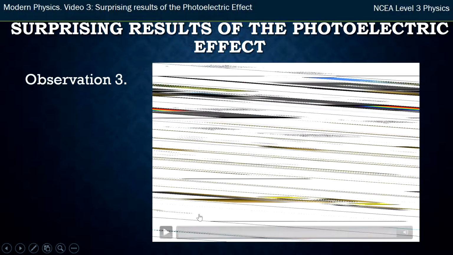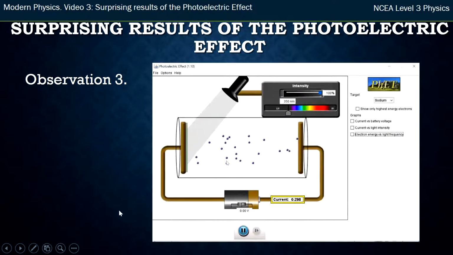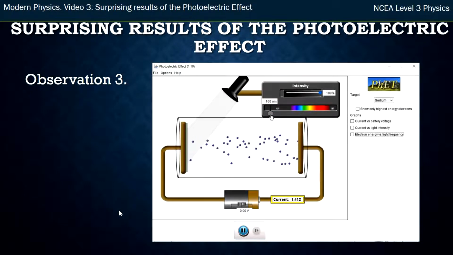And the third observation is now we've got a whole bunch of electrons coming out, and we know we need some sort of voltage to stop those electrons. What happens if we change the color? So the color is wavelength or frequency of the light. So let's make it higher frequency, and you see these electrons are flying out. They're coming out with much, much higher energy, so I need a bigger voltage to stop them.